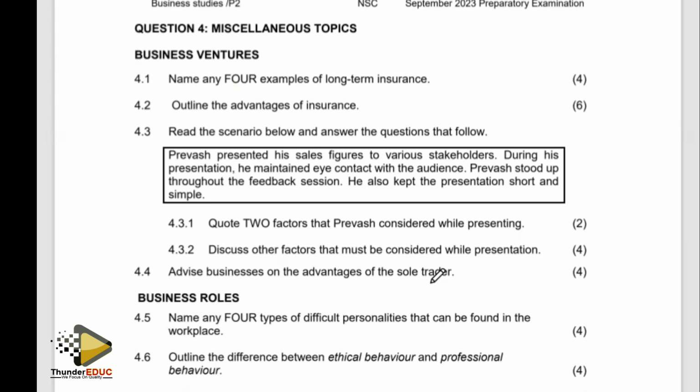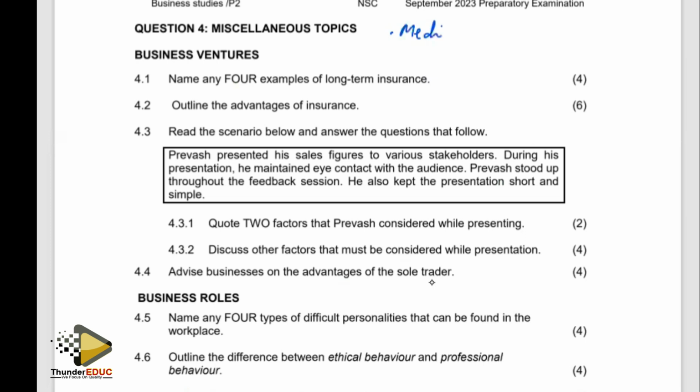Right. So now let's check 4.1. 4.1 reads as follows: name any 4 examples of long-term insurance. One of the examples of long-term insurance, we have endowment policy, we have life cover policy, we have retirement annuity or pension fund or provident fund, we have disability policy, we have trauma insurance, we have funeral insurance, we have health insurance or medical aid. Those are examples of long-term insurance.